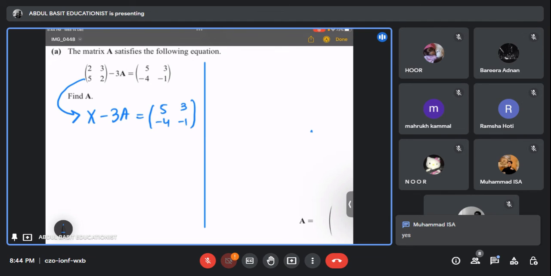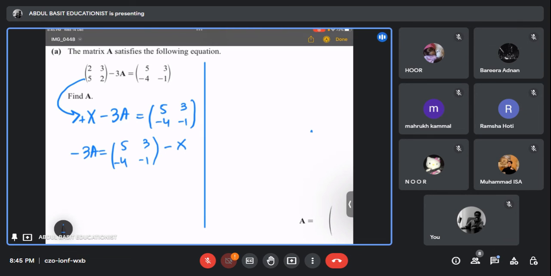So x we cannot take as an inverse because it is not in multiplication. Here it's plus x, so when it goes there, it becomes minus x, and only minus 3A remains, and 5. Noor, you were right, but in this case, the matrix is in subtraction with the 3A, not in multiplication. So that's the reason we cannot take the inverse. So plus x will go there, it becomes minus x, and I suppose that this matrix is x. So minus 3A is equal to 5, minus 4, 3, minus 1, minus the x matrix, which is 2, 3, 5, and 2. Is this clear, Noor and Hoor?